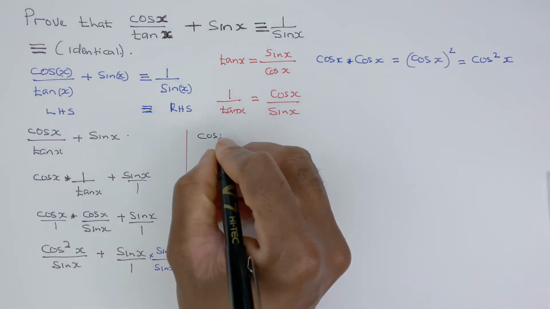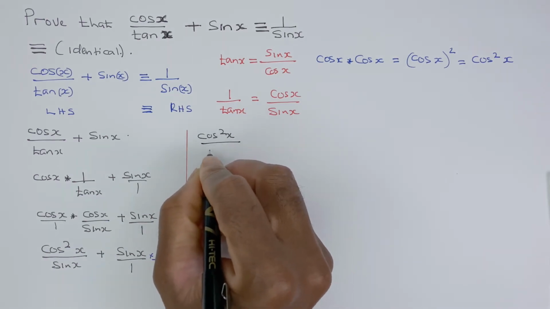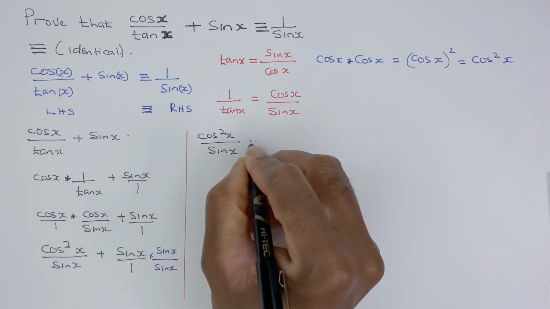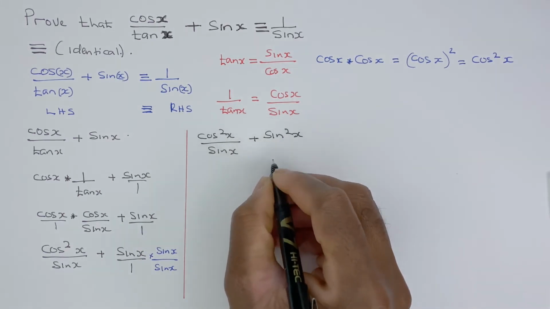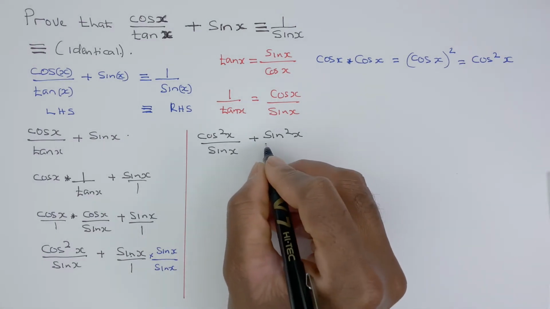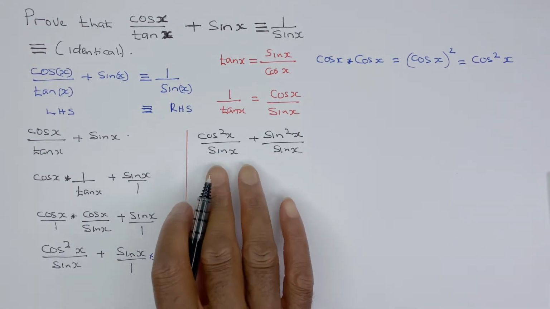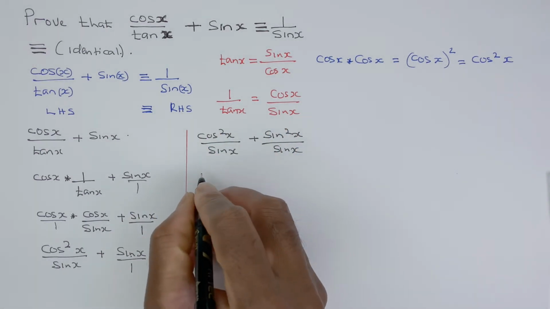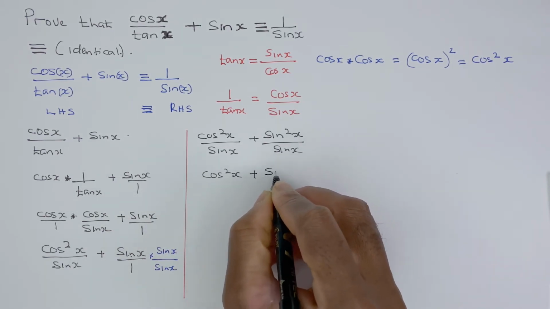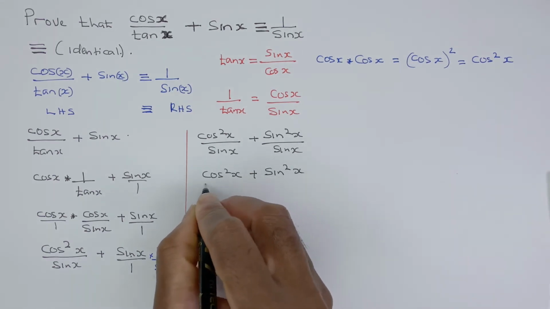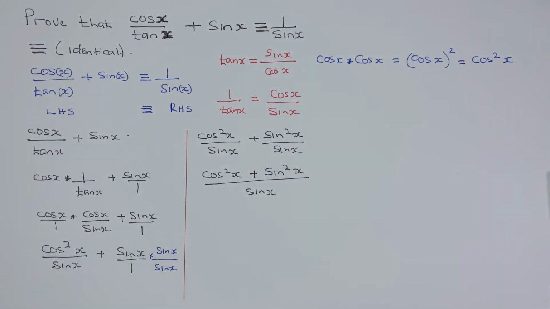So that is cos squared x over sine of x plus sine squared of x. Sine x times sine x is sine squared of x divided by sine of x. They both have the same denominator, so you just add the numerator. Cos squared of x plus sine squared of x over sine of x.